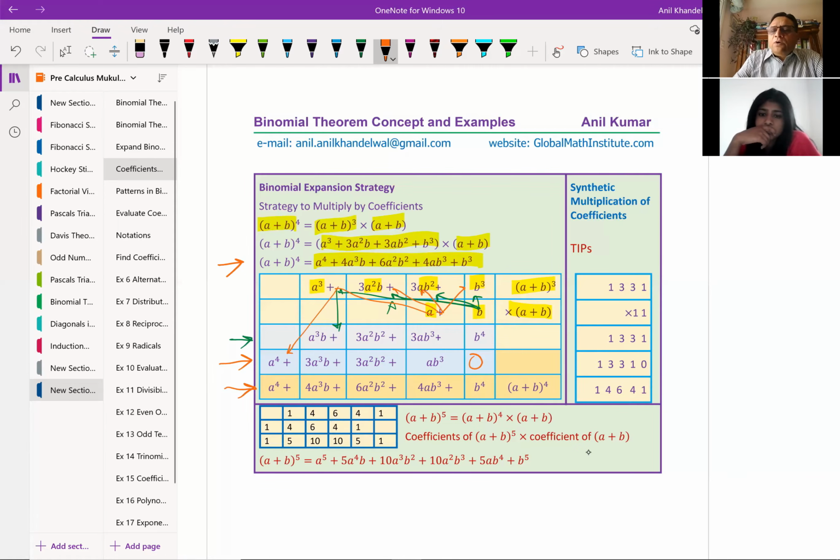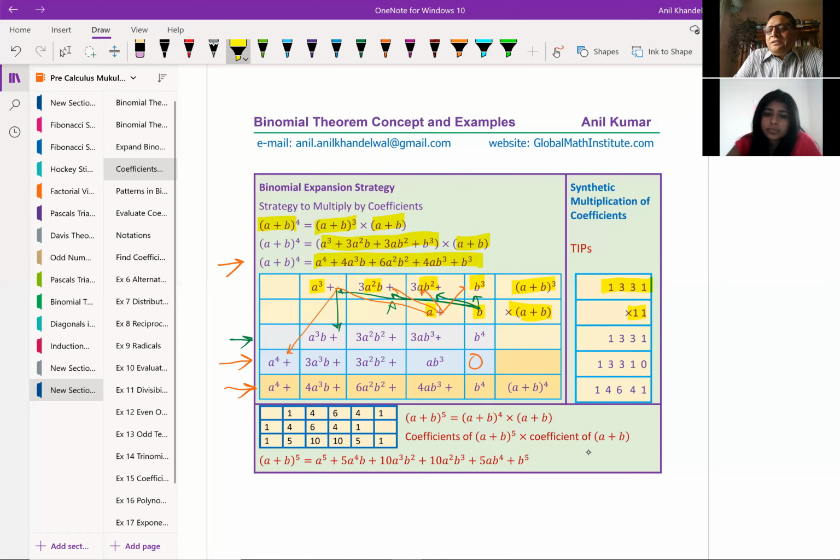Now here is how, since you see that it is the coefficients which are getting multiplied, why write all the terms like a square, b, ab square, and b cube? We could just write the numbers. So the idea here, Amy, is that for a plus b whole cube, we read that the coefficients are 1, 3, 3, 1. And the coefficients of a and b are just 1 and 1, like 11, right? So let's multiply this by 11.